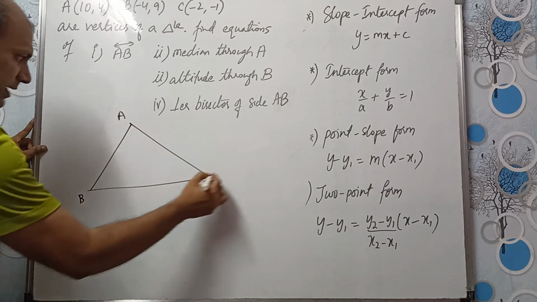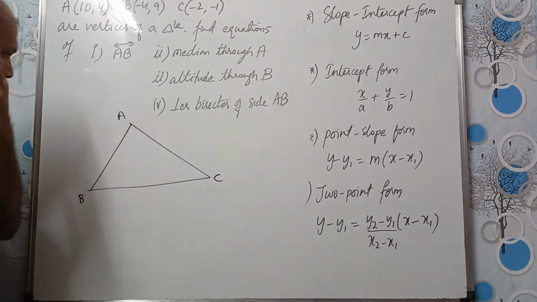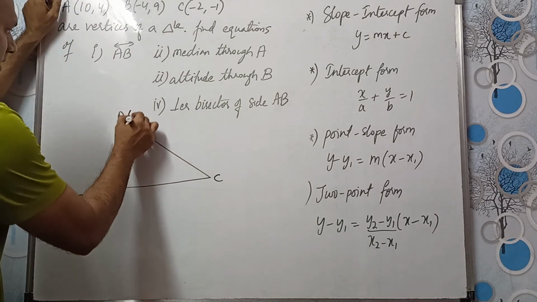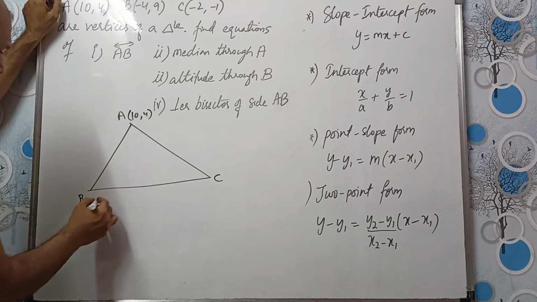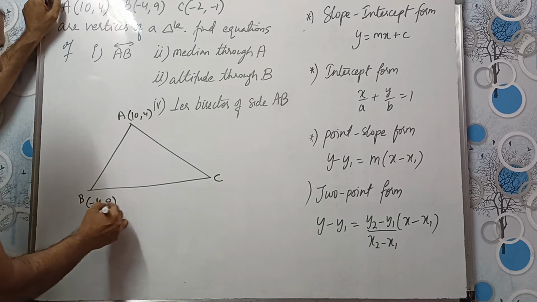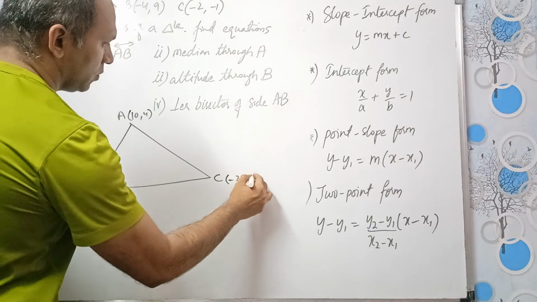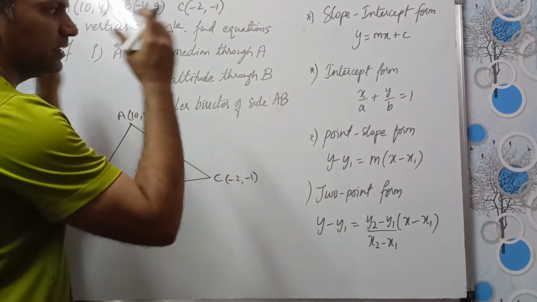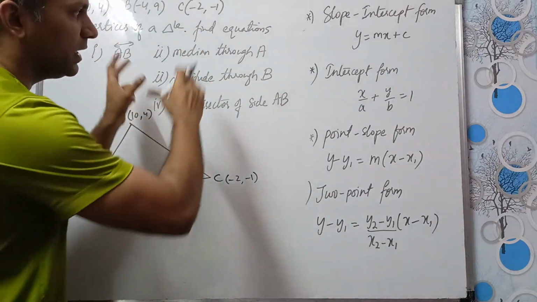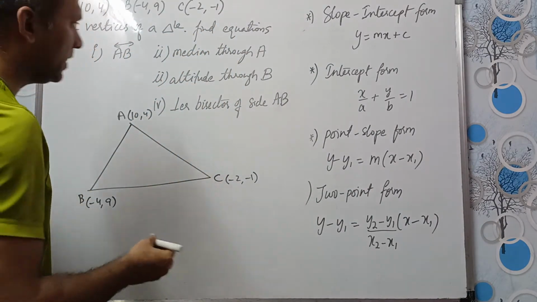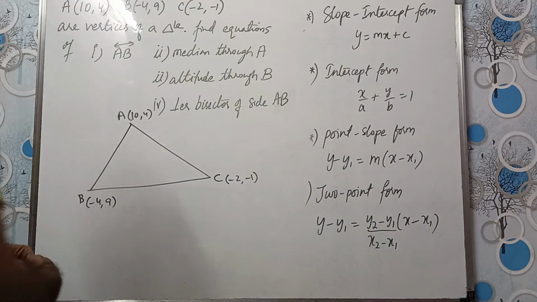A, B and C. Alright. So what is A? 10, 4, and B is minus 4, 9, and C is minus 2, minus 1. Whatever we have studied in this video and the previous video will apply in this problem. Okay, now see here.